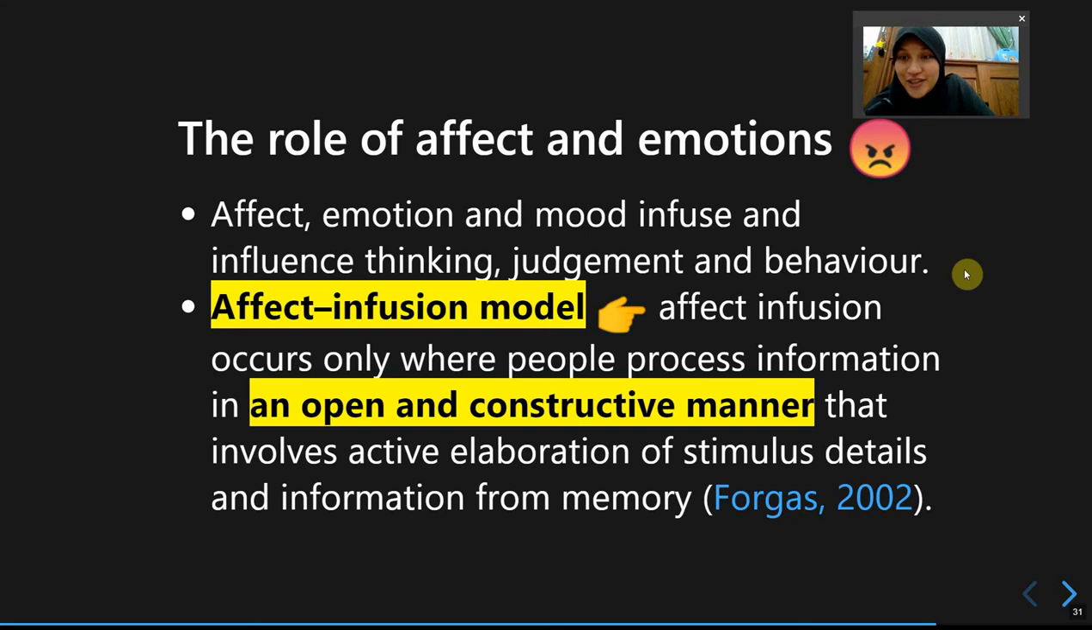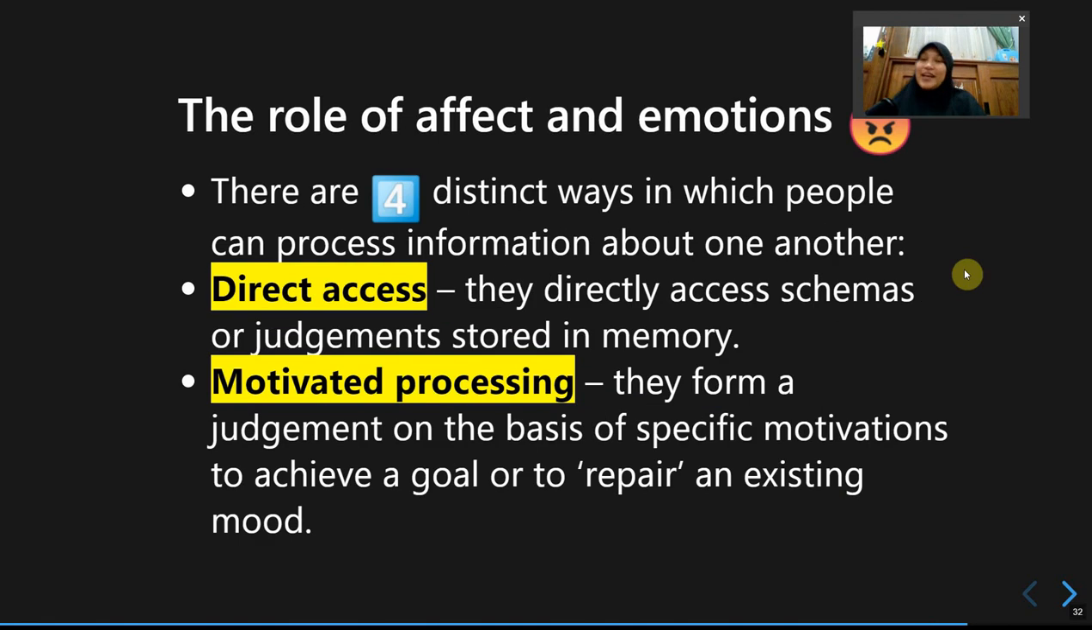Right, so the last part of this lecture concerns how our affection or our emotion could affect how we judge people or how we judge certain social situations. One model that is quite popular in psychology is the affect infusion model. It means that we tend to use our emotion to form a judgment about other people. And this theory basically says that if we have a more positive mood or negative mood, it would affect our judgment about something. But again, there are four ways we process information.